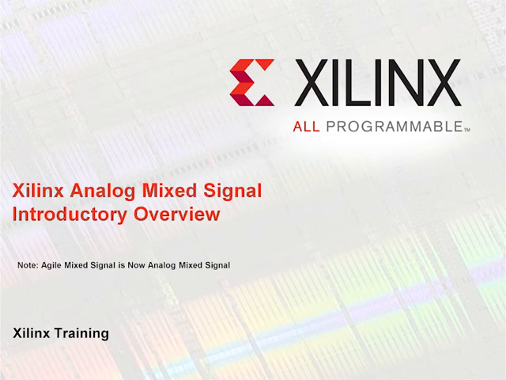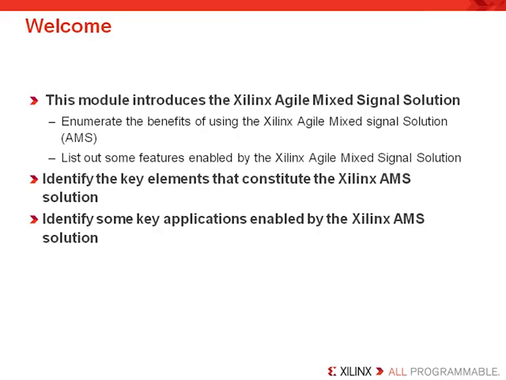This module is about the Xilinx Agile mixed signal solution. This module introduces the Xilinx Agile mixed signal solution enabled by the Xilinx 7 series device architectures. This module will also show you some key benefits and features that are enabled when using the Xilinx Agile mixed signal solution. In this module, we'll be looking into the different architectural aspects of the analog functions that enable the mixed signal design within a Xilinx FPGA. We'll also look at some example applications and show how we can apply this technology in certain targeted applications.